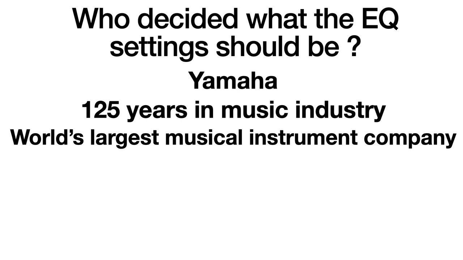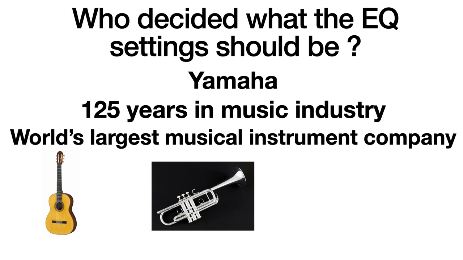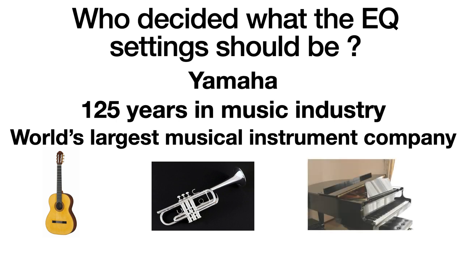Now, Yamaha has been at this music business a long time. They've been making musical instruments for 125 years. And today, Yamaha is the world's largest musical instrument company in the whole world. My friends, they know everything about music. For example, they make guitars and violins and violas and cellos. They make every instrument of the band: trumpets, cornets, flutes, piccolos, oboes, French horns, tubas. And they make some really, really good pianos.